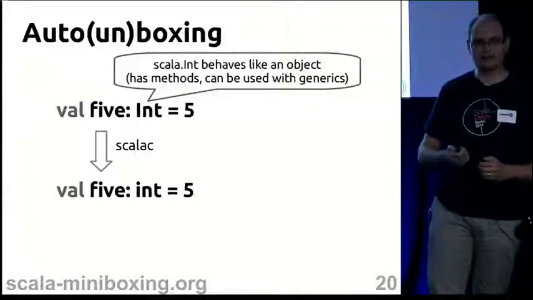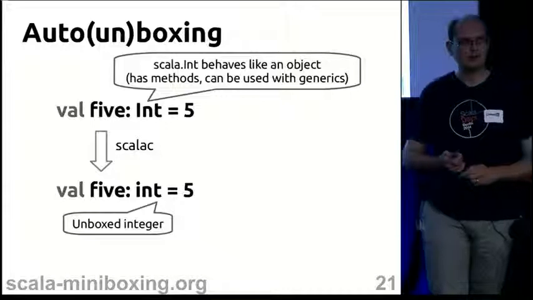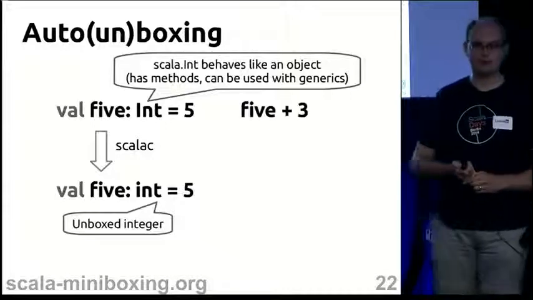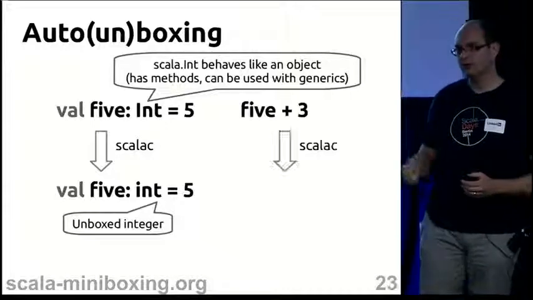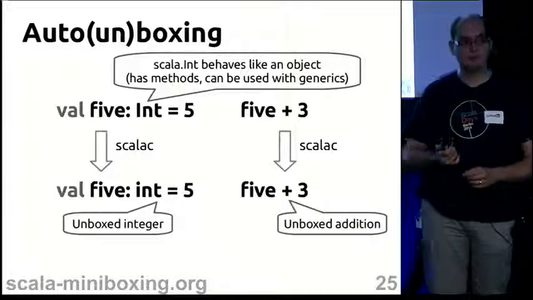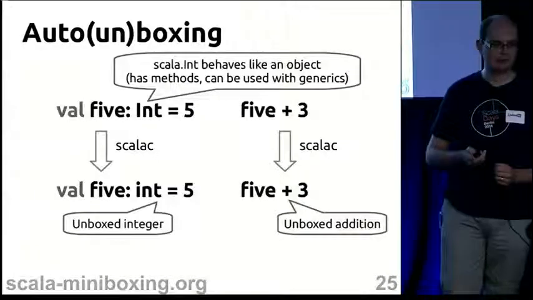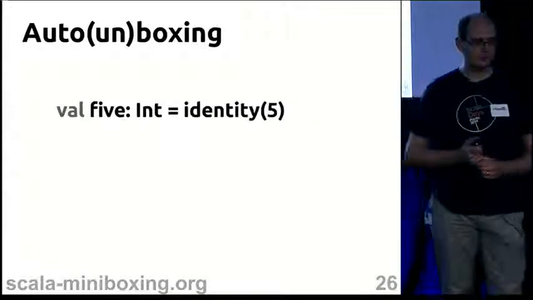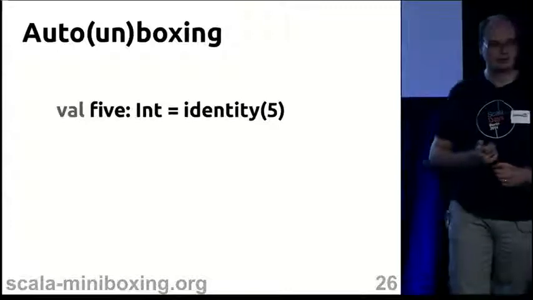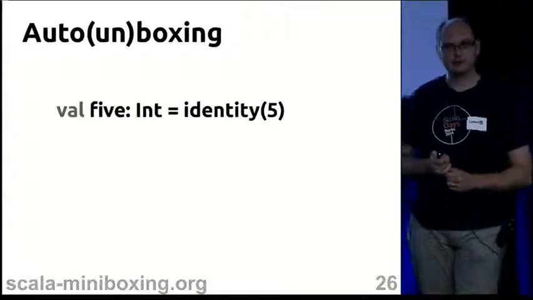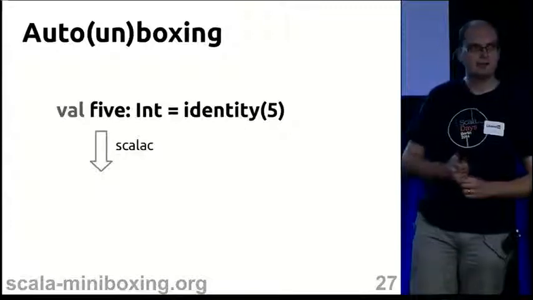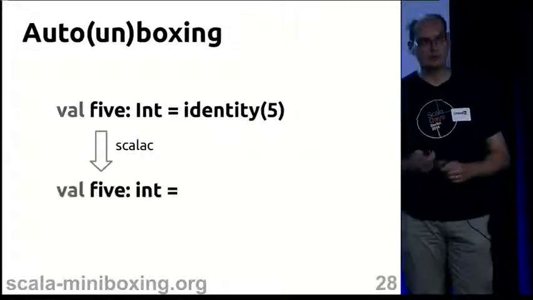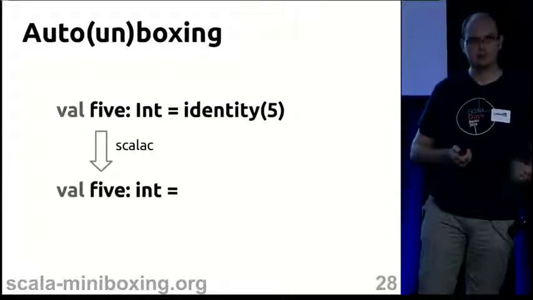The compiler does this for you. And you have an unboxed integer. If you have 5 plus 3, it will, of course, also get unboxed, 5 plus 3 with an unboxed addition. So this is pretty good. This is very good. Now, when you interact with generics, what you get is basically Scala C again will rewrite.